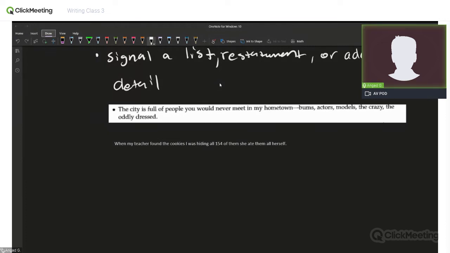When my teacher found out the cookies I was hiding, all 154 of them, she ate them all herself. Because look, this is just additional information that we don't really need. Otherwise, the sentence stands on its own. You guys get that?